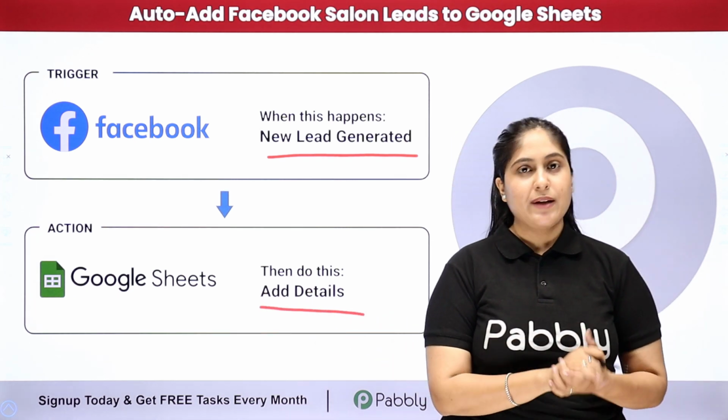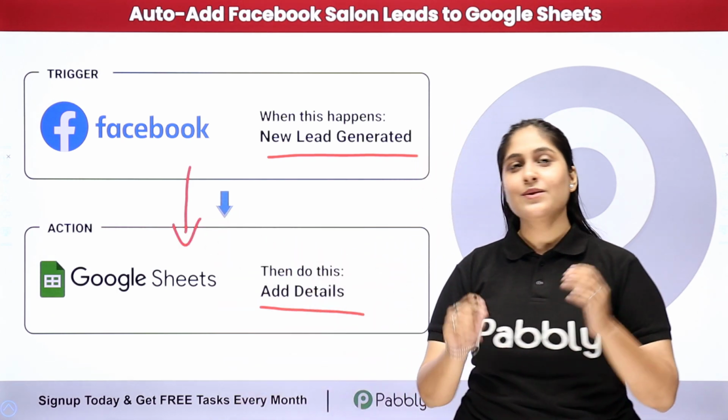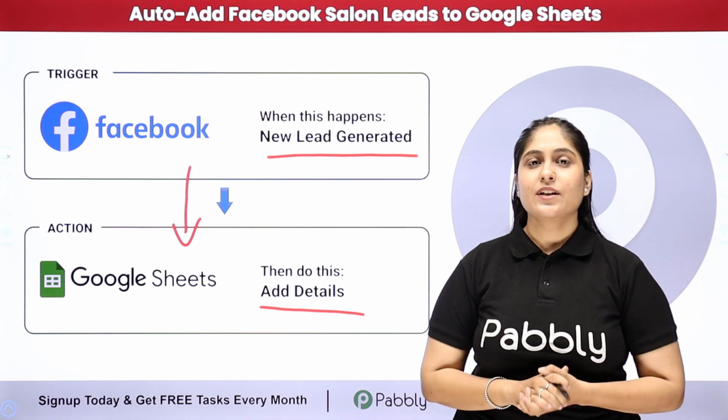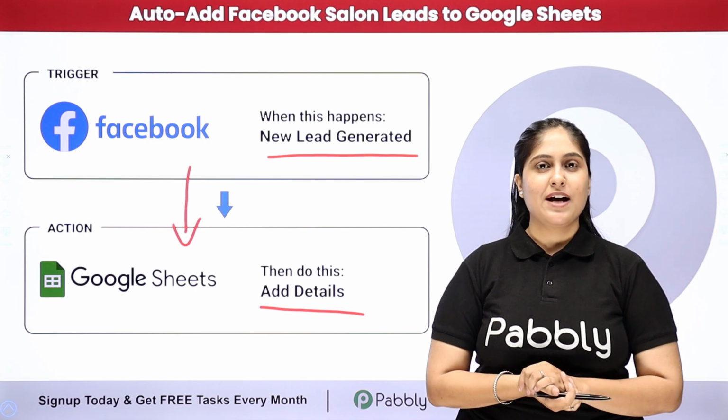To automate the entire process, I need to connect my Facebook lead ads with my Google Sheets using an automation software named Pabbly Connect. To see the working of this automation and to learn this process step by step, let me take you to my screen.